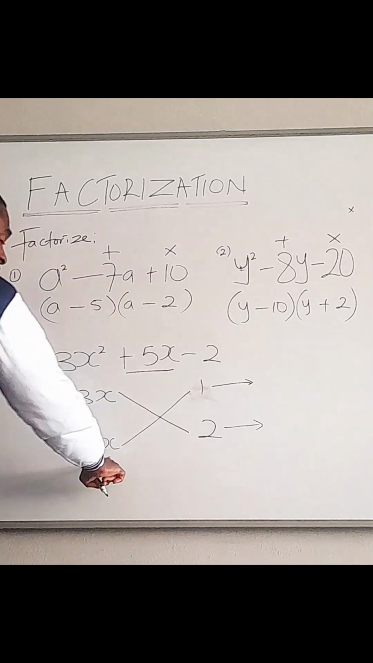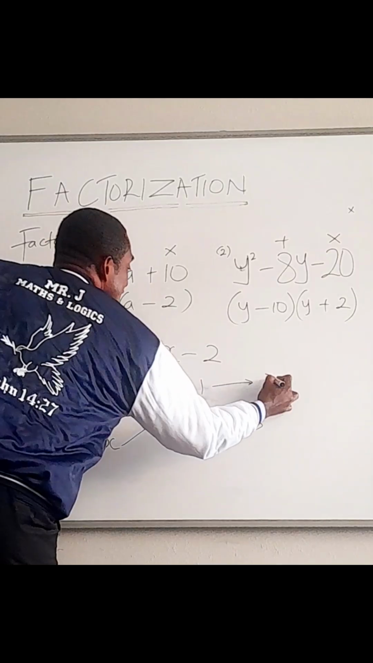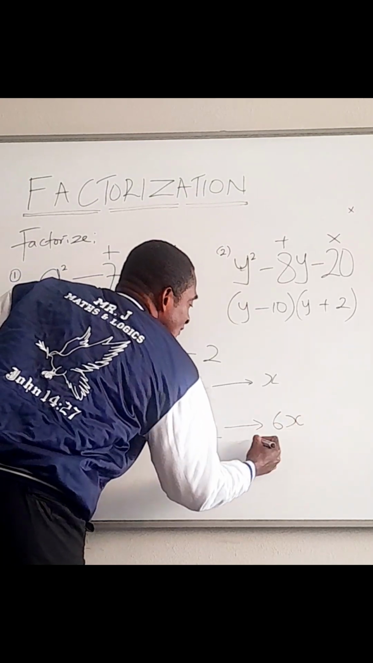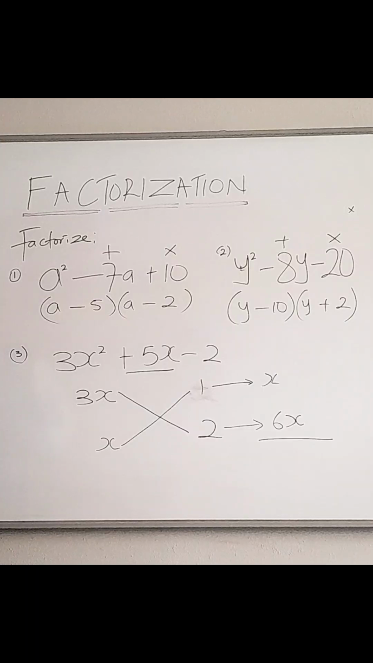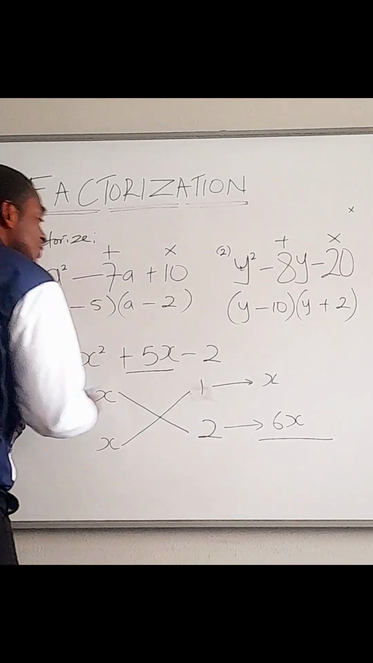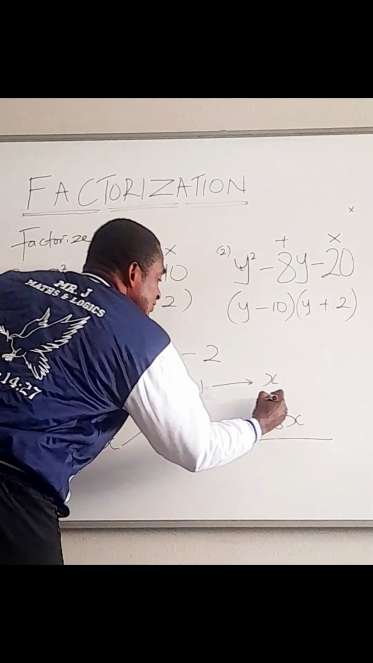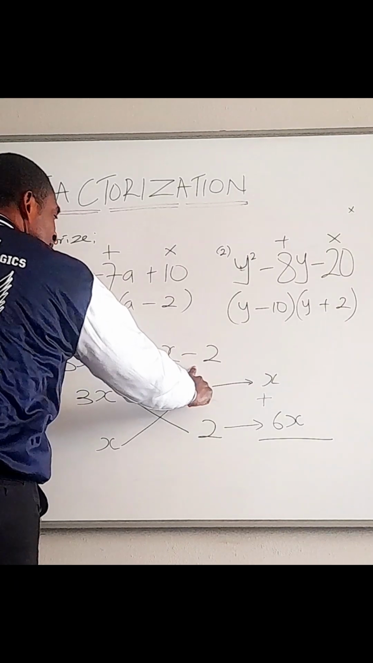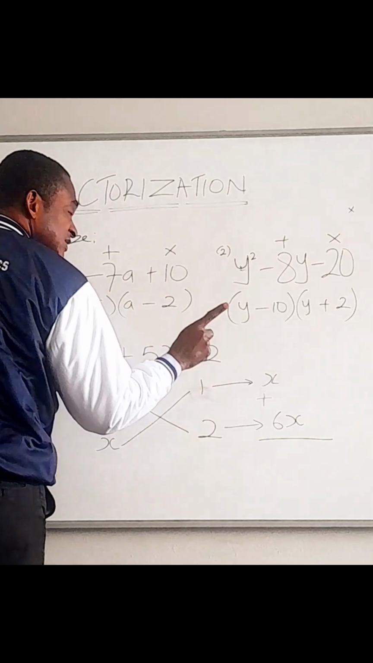If you multiply here, you will see that x times 1 will give you x. 3x times 2 will give me 6x. Now, add up the products of your cross multiplication and see if it gives you the middle one. You must play around with the sign and make sure it gives you the middle one. This is what we have not done here. This is negative 2, but we have 1 times 2, which is positive 2.